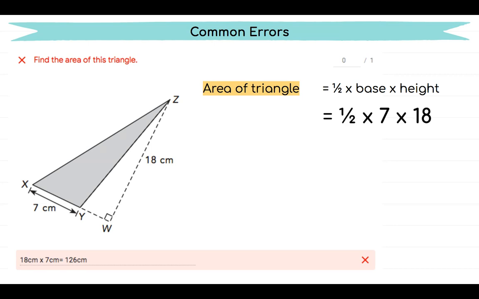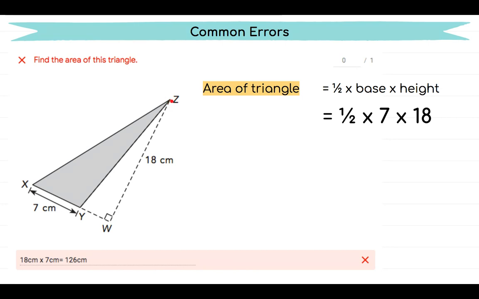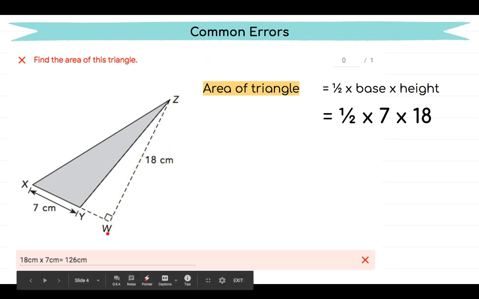So all you have to do is replace base with the base length, in this case 7 centimeters, and replace the height with the height of the triangle, which is 18 centimeters. And again, the height is from the top corner. You can think of it as a top angle perpendicular to the base. So this is the height from Z to W.